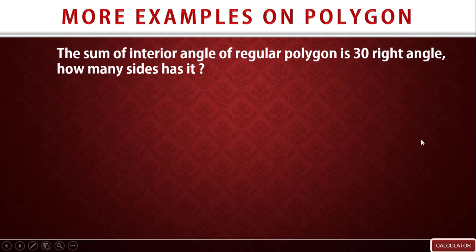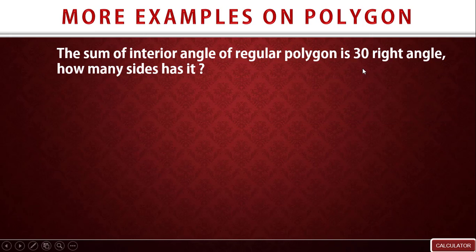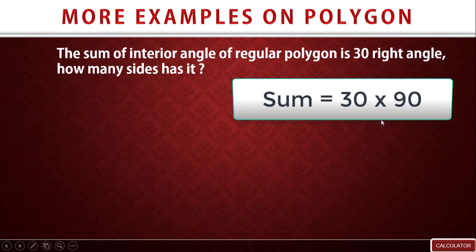So if you look at this question right here, we're given a regular polygon. That means all sides and all the angles of that polygon are equal. The next thing now is when they say right angle, one right angle is equals to 90 degree. In this question here, we are given 30 right angle. That means they will have 30 multiplied by 90 degree.